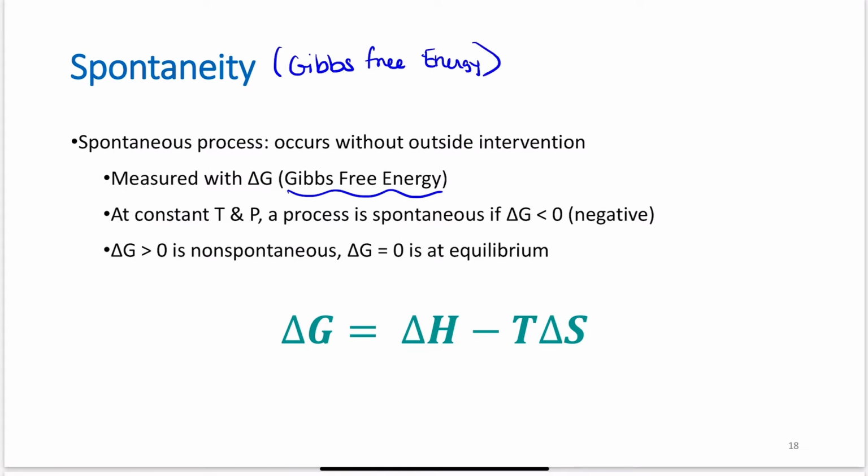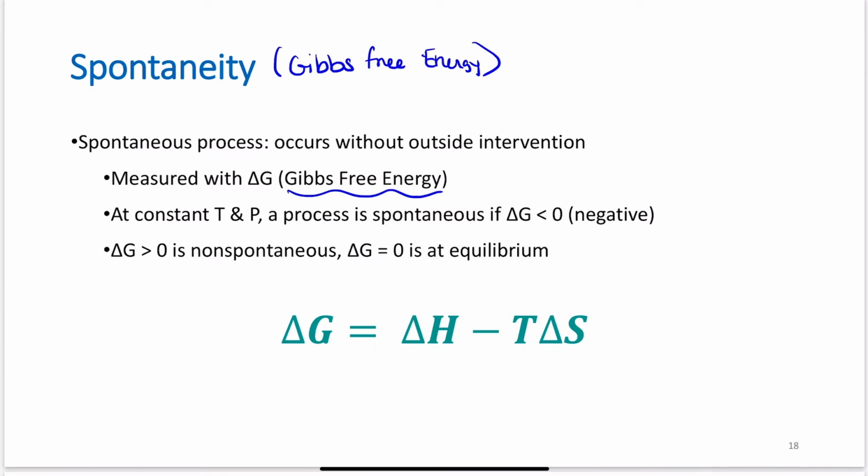Which we will study a lot more in the thermodynamics and free energy chapter later this semester. But a spontaneous process. What do I mean by spontaneous? Spontaneous is a process that occurs without outside intervention, meaning I put these two things together and it just happens. If I put potassium fluoride in solution, it will dissolve, even though it's an endothermic process.